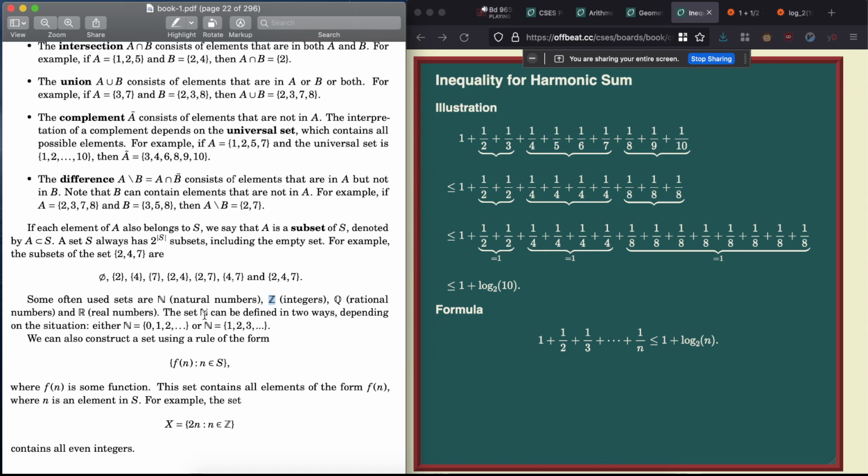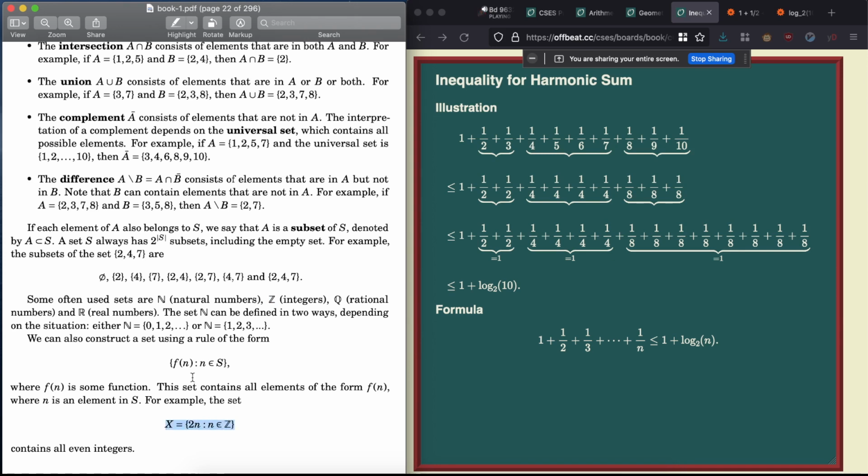The set N can be defined in two ways depending on the situation, either N equals 0, 1, 2, or N equals 1, 2, 3, and so on. And then we can also construct a set using a rule of the form, and we can see this here. For example, this is a nice example. We'll just look at this directly.